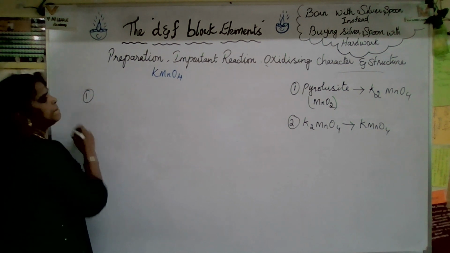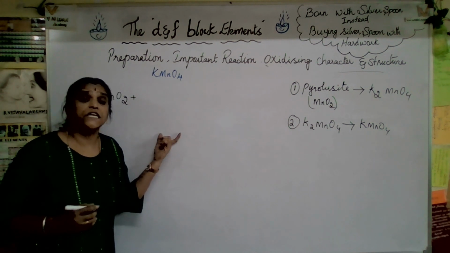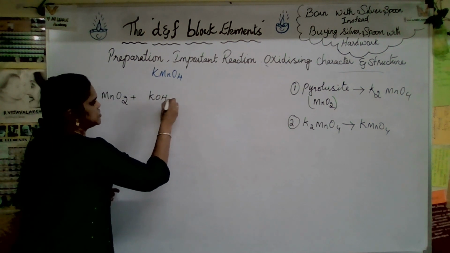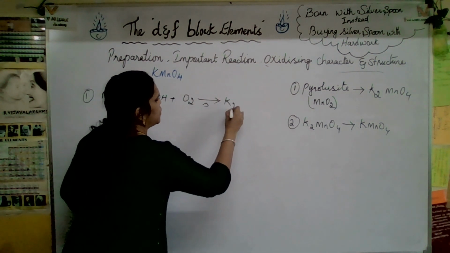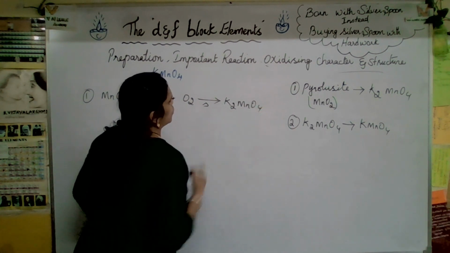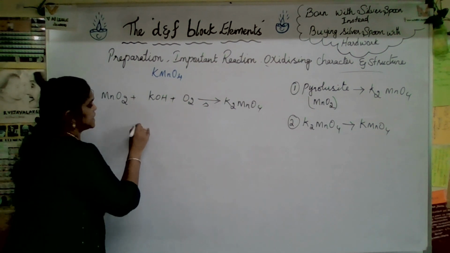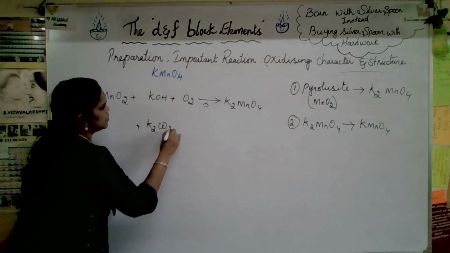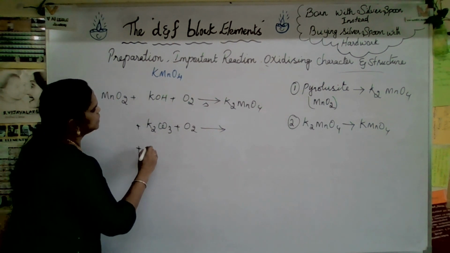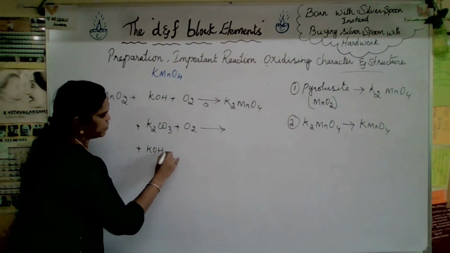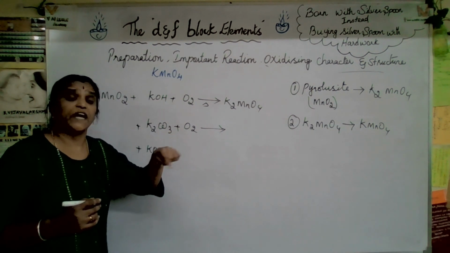Now, let us go for the process. First step here: MnO2 combined with caustic potash, KOH, along with oxygen while heating, you will get K2MnO4. Not only with caustic potash, it may also react with K2CO3 along with oxygen in the presence of air, or else KOH, that is potassium hydroxide, along with an oxidizing agent like potassium nitrate or potassium chlorate.